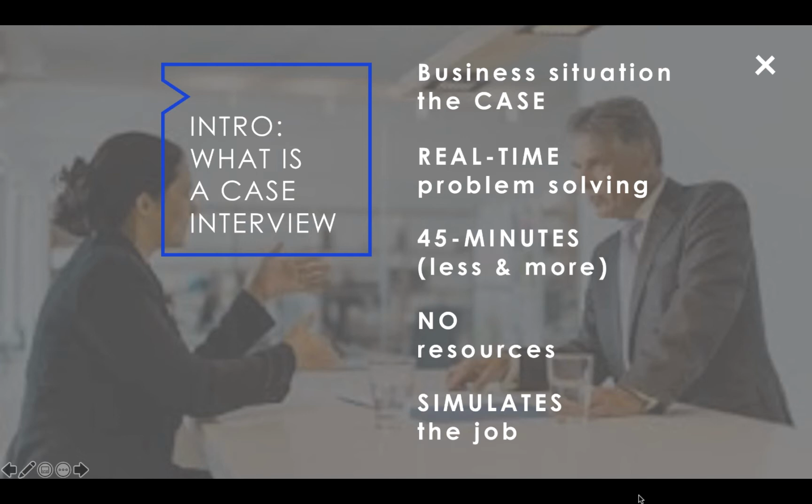Many times you have about 45 minutes, maybe even a little bit less, to focus on this problem. You typically don't have a lot of resources in front of you other than a pen and maybe a sheet of notes.